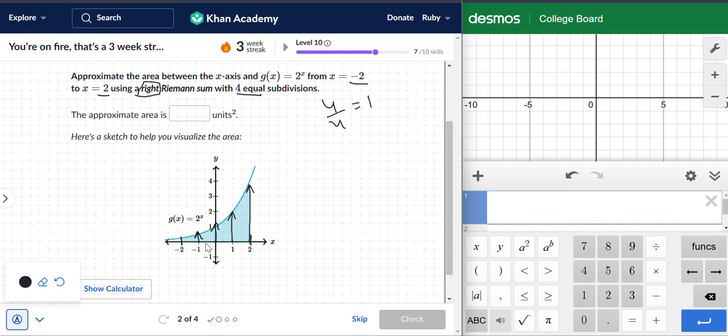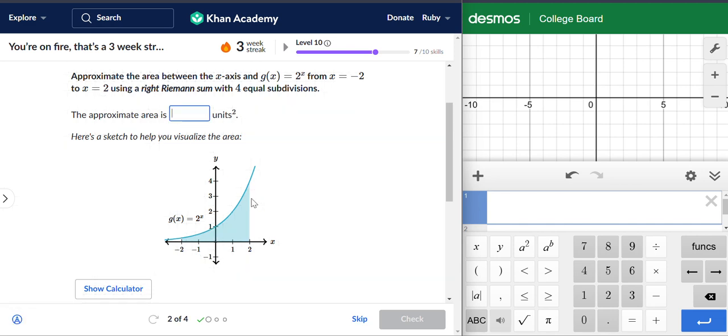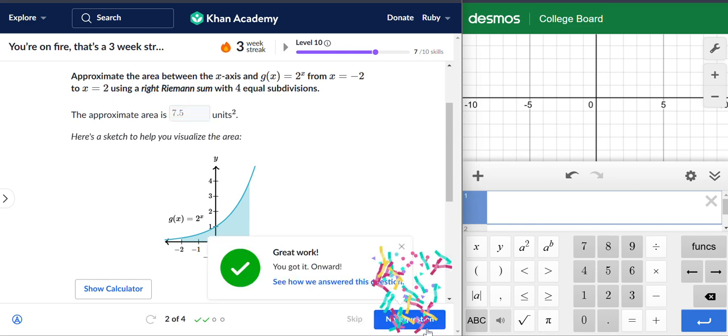So yeah, -1. So the first g of -1 is 1/2. I'm not going to write the 1 in front because it doesn't really matter whether it's in front or not. And then anything raised to the 0th power is 1, plus 1. Okay, so 2 raised to the first power is 2, and then 2 raised to the second power is 4. Okay, so I'm going to get 7.5. So I'll write 7.5. Correct.